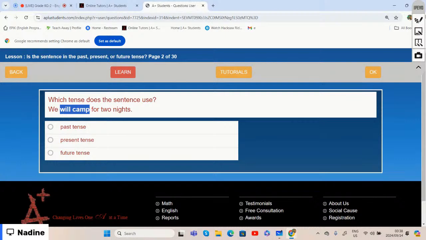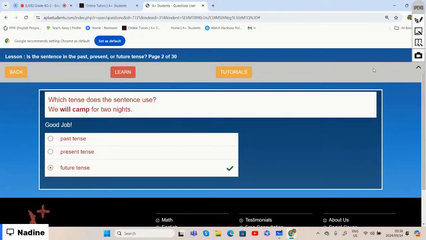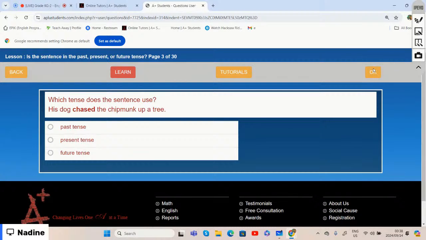And if we were to choose which tense the sentence uses, we will say it's in the future. Remember, we said the future tense uses the word will in front of our verb. So well done. Yes, option three is correct. Future tense. Well done.